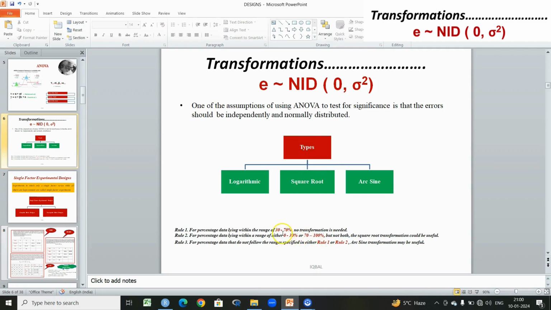And if our data lies in the range of 0 to 30 or 70 to 100, then we can apply square root, but not in both cases. If our data lies in both extremes, then we have to use angular or arcsine transformation.